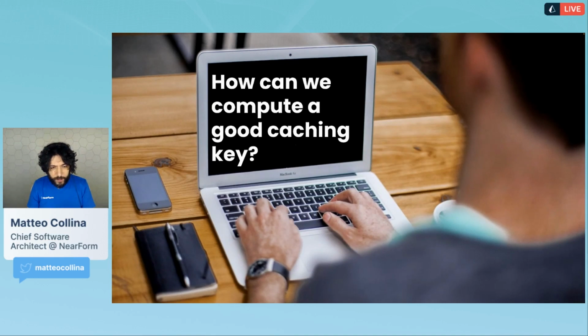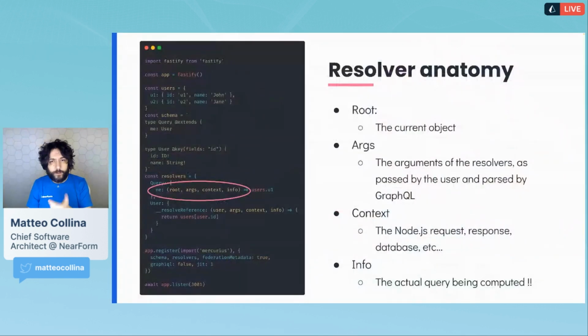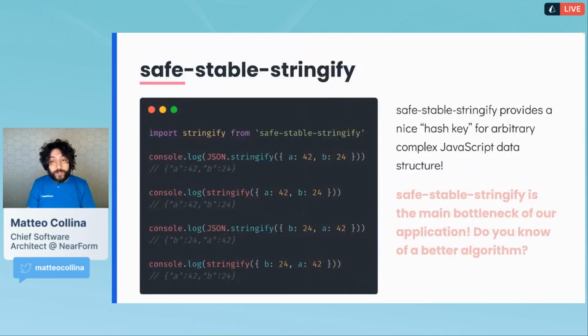But we are talking about this. How can we compute a good cache key, right? What does a good cache key come from? Let's talk a little bit about a resolver. A resolver includes root, that is the current object, args, which are the arguments of that resolver, then the context, which is the Node.js request, response, the database, the HTTP authentication and so on, and the info, which includes the actual query being computed.